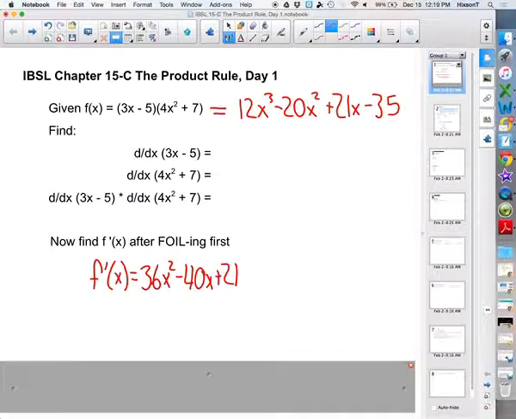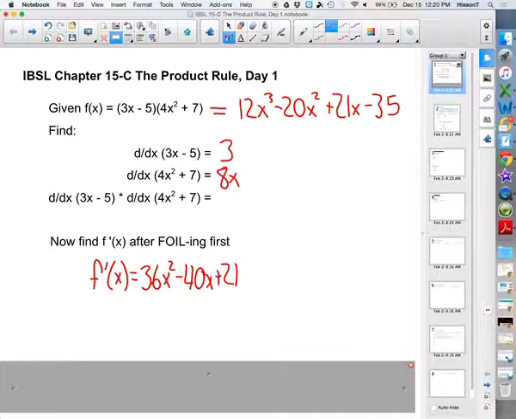But I also want to address a common misconception, because here's what a lot of students will do. They'll say, okay, I know I need a derivative here, so let's try the derivative of the first factor. What's the derivative of 3x minus 5? 3. It's linear, so it's just our slope, 3. Then what's the derivative of 4x squared plus 7? 8x, and the 7 is a 0, so 8x.